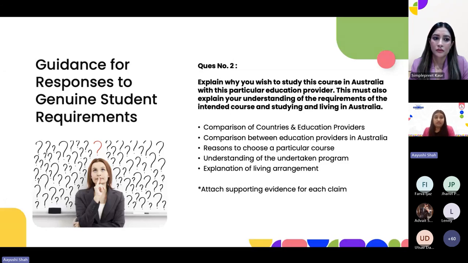Now, let's say, for example, the university is in Bundoora, but you live in Berwick and you don't know how you're going to commute. Probably you're not a genuine student because you don't have that amount of research done to find out where your location is, what the cost is, what the accommodation is, what type of commute you're going to have, and how you are going to justify living this far from the university. So you must be very well aware of all such scenarios.